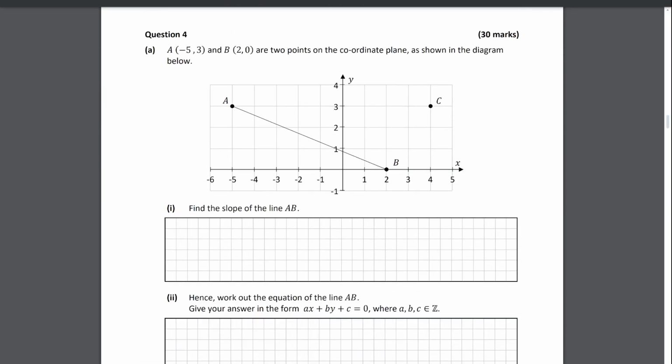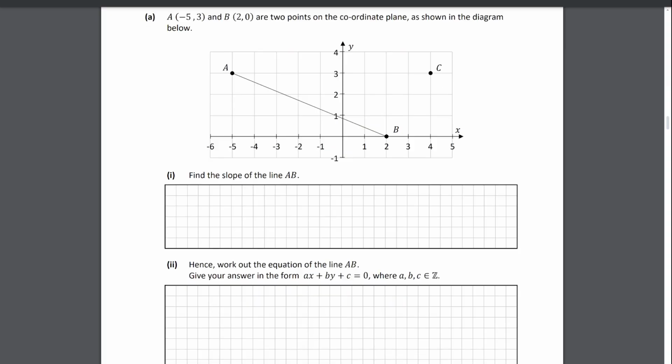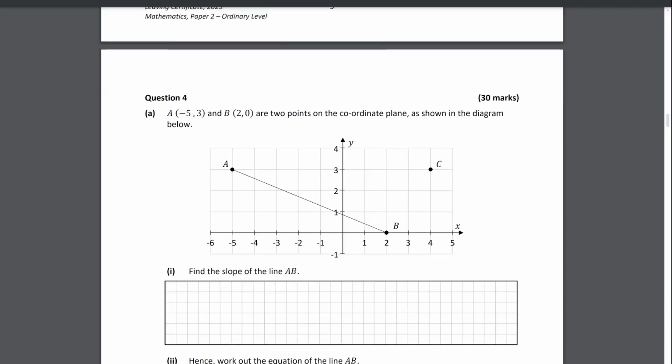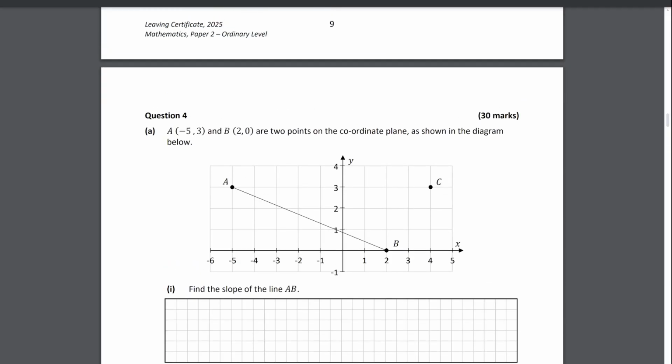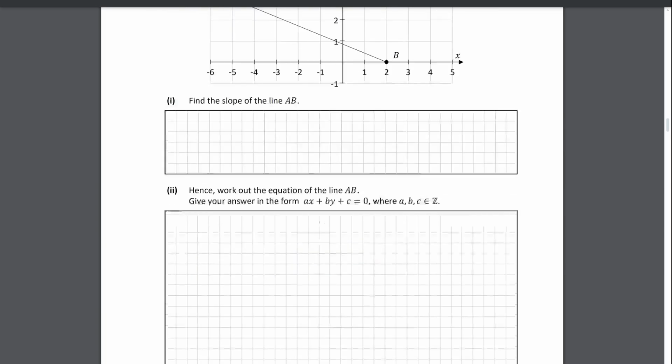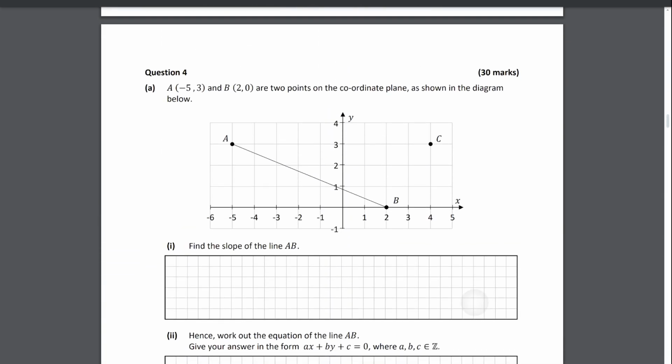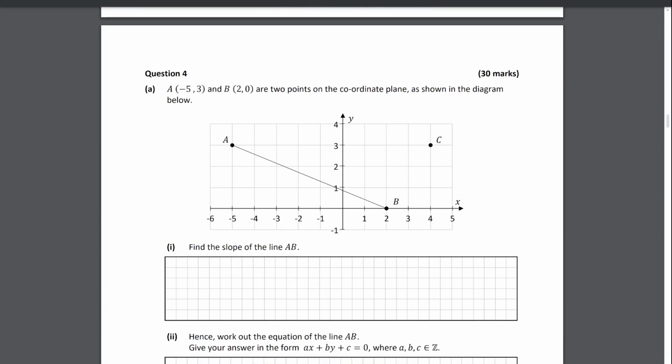Question 4, another fairly standard line question. So finding the slope of AB and then writing down the equation, and then using this point here. So we have to find the area of ABC. That's essentially just, there's 3 points, set one of them to be the origin, etc. Or you could just do base by perpendicular height, whatever you want to do. Although in fairness, in this case, it's not really going to work.